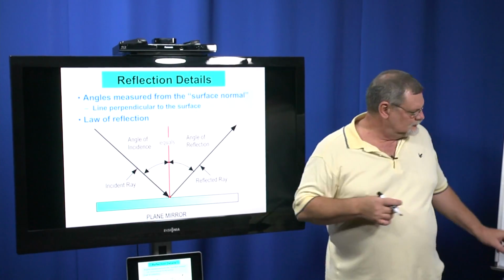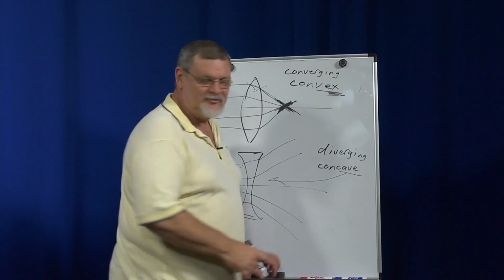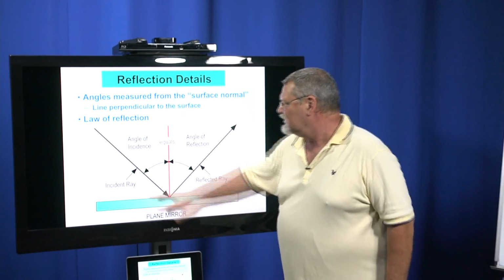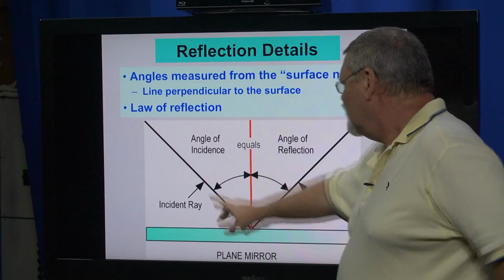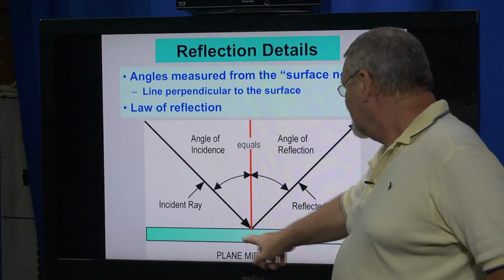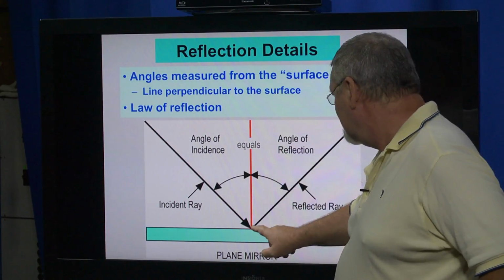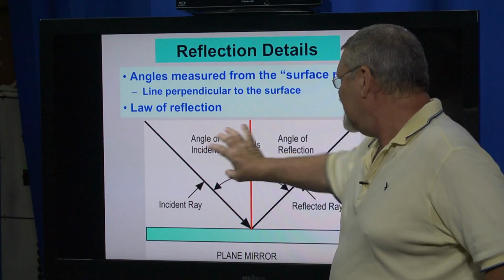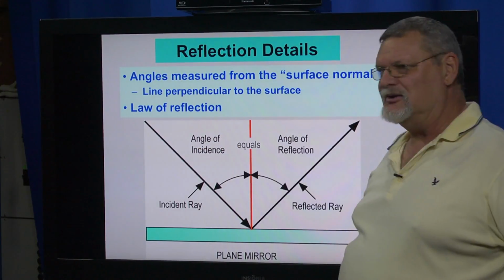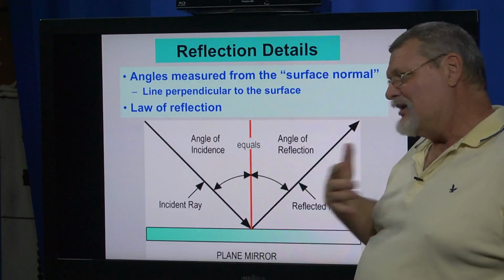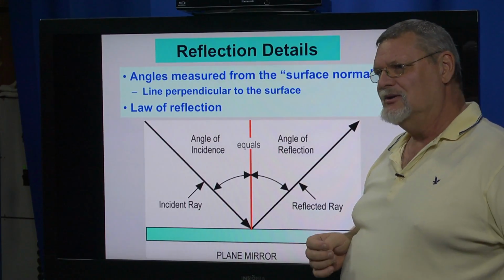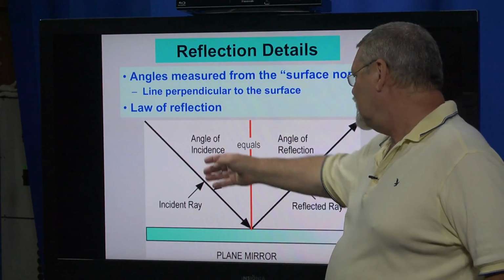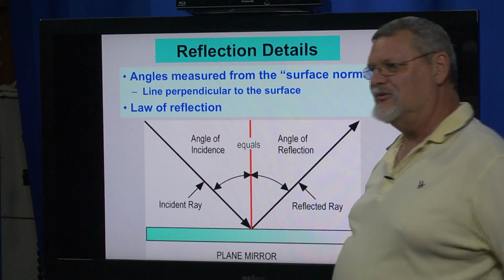Reflection. When we talk about reflection, here's my surface normal again. My angle of incidence, when my light ray comes in, it bounces off a flat mirror. It's going to bounce off at the same angle that it comes in. It's the same angle here. That's the law of reflection. What's a law? A law is a mathematical relationship that we see in nature to occur again and again. The law here is very simple: angle of incidence equals the angle of reflection.